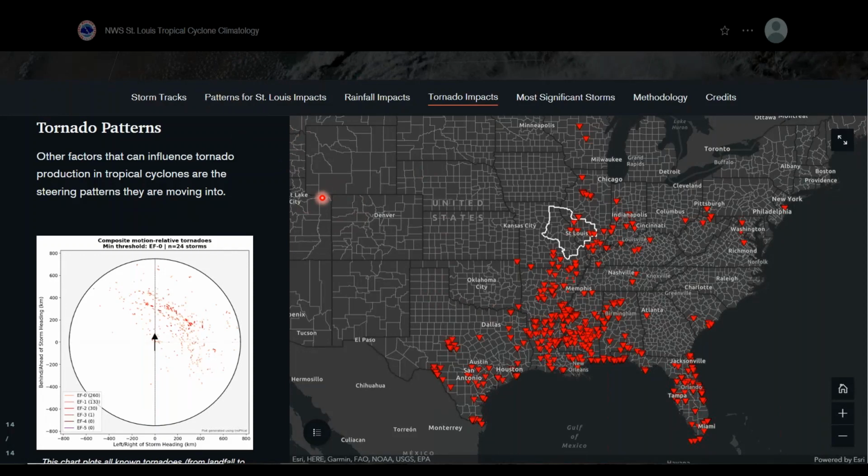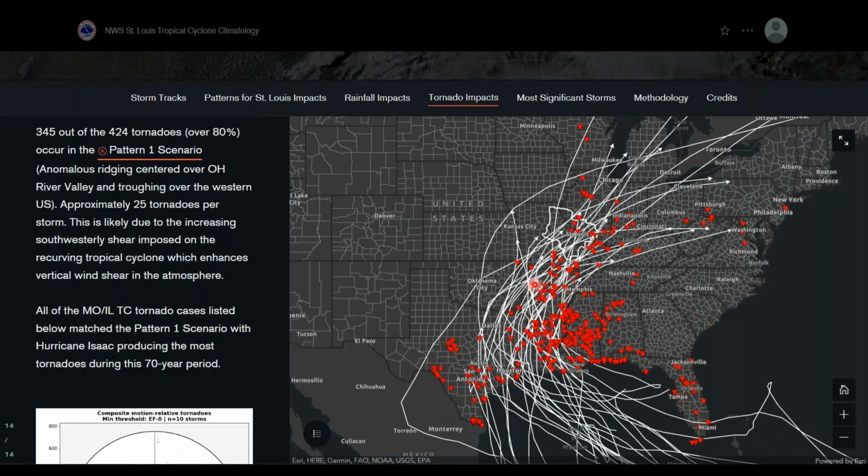Looking at the tornado patterns, which is referring back to the steering patterns that we were talking about prior, there actually is a pretty notable difference in the amount of tornado production between pattern 1 of the TCs that are recurving and pattern 2 of the storms that are moving more northwestward and slow with the high latitude blocking. If we take a look at that difference, in scenario 1, where we have all of these TCs recurving, about 80% of the tornadoes in our St. Louis TC tornado cases occurred.